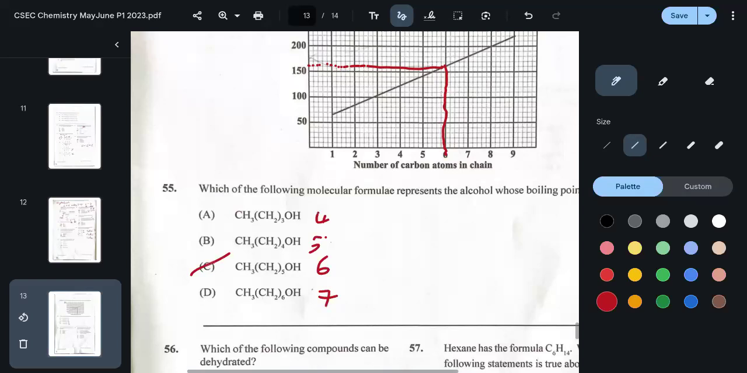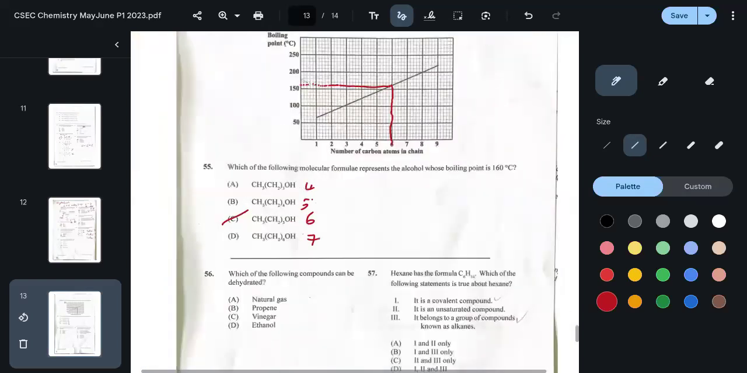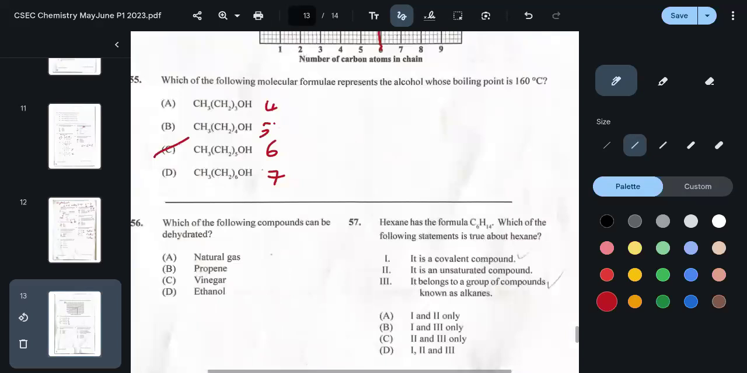Good job. All right, and then 56. Which of the following compounds can be dehydrated? Ethanol, is it D? Excellent, it's correct. So you hydrate an alkene and you get alcohol. You dehydrate an alcohol and you get an alkene. Good job on that one. Let me highlight it.